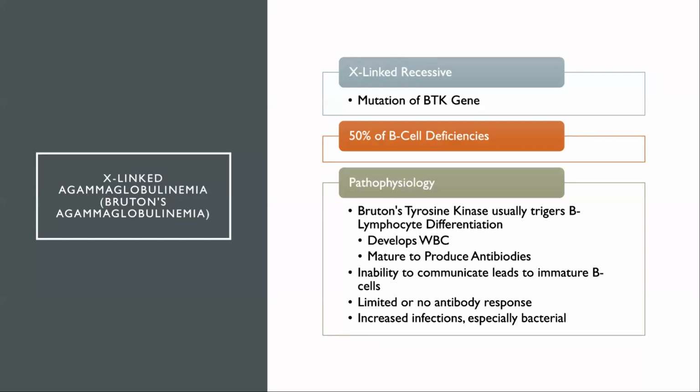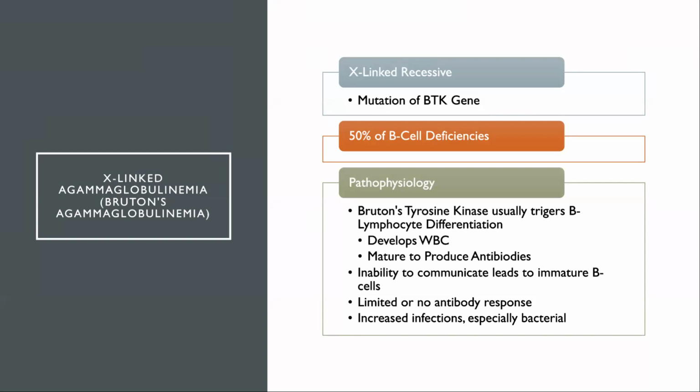The first deficiency I want to talk about is X-linked agammaglobulinemia, also called Bruton's agammaglobulinemia or XLA. This is an X-linked recessive gene, and it's a mutation of the BTK gene. So this is something that is inherited, and it's 50% of B-cell deficiencies.